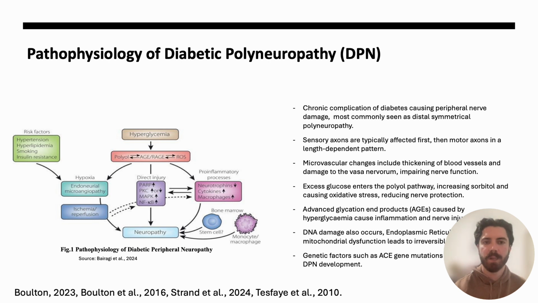The polyol pathway converts excessive glucose into sorbitol, which decreases the protective antioxidants, leading to increased oxidative stress, ischemia, and a poor compensatory response. Advanced glycation end products, or AGEs, accumulate from hyperglycemia, leading to inflammation and nerve damage. Diabetes also causes DNA damage, endoplasmic reticulum stress, and mitochondrial dysfunction, leading to irreversible cell damage. And lastly, genetic factors are likely involved in the development of DPN, with correlations to family history and specific gene mutations.